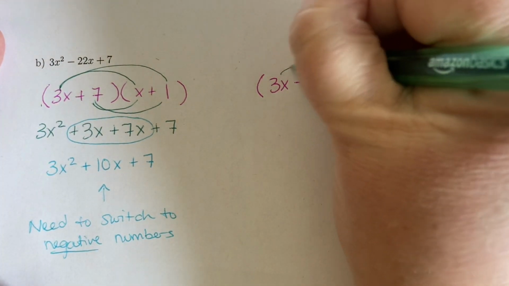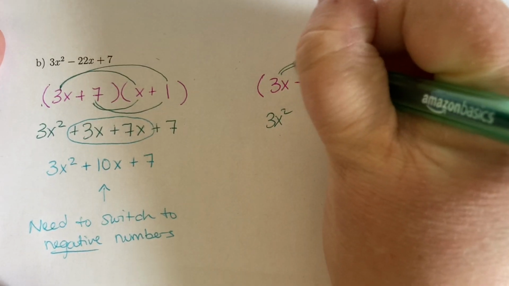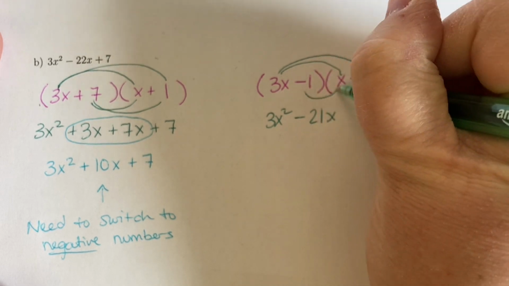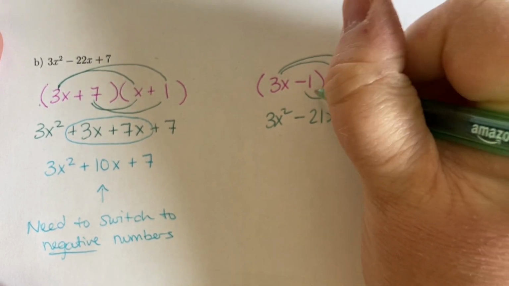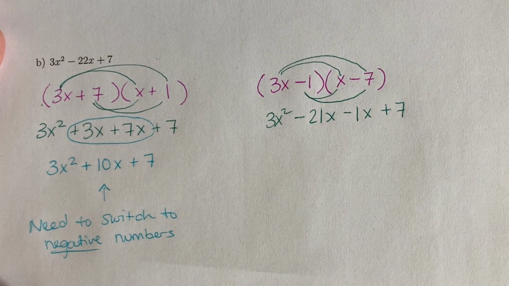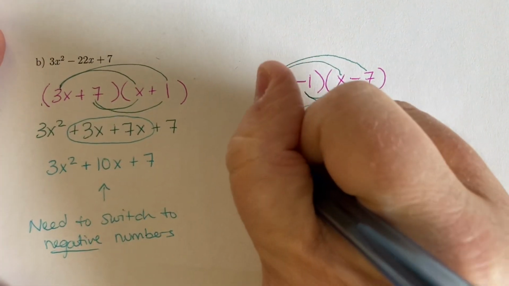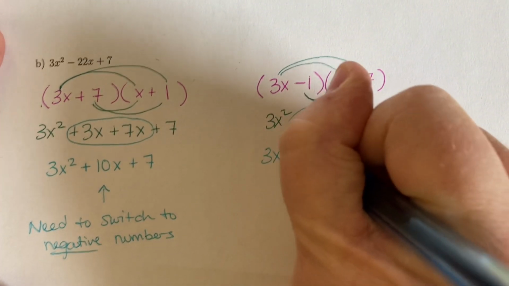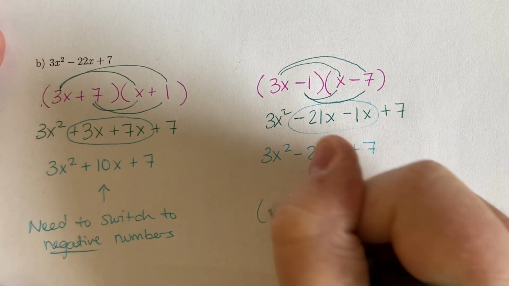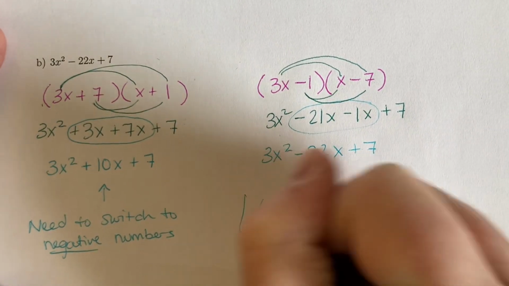Let's check. We know we're going to get that 3x squared. 3x times negative 7 is negative 21x. Negative 1 times x is minus 1x. Negative 1 times negative 7 is plus 7. And it's looking like we got what we were supposed to get from the original problem: 3x squared minus 22x plus 7. So the correct answer is 3x minus 1 times x minus 7.